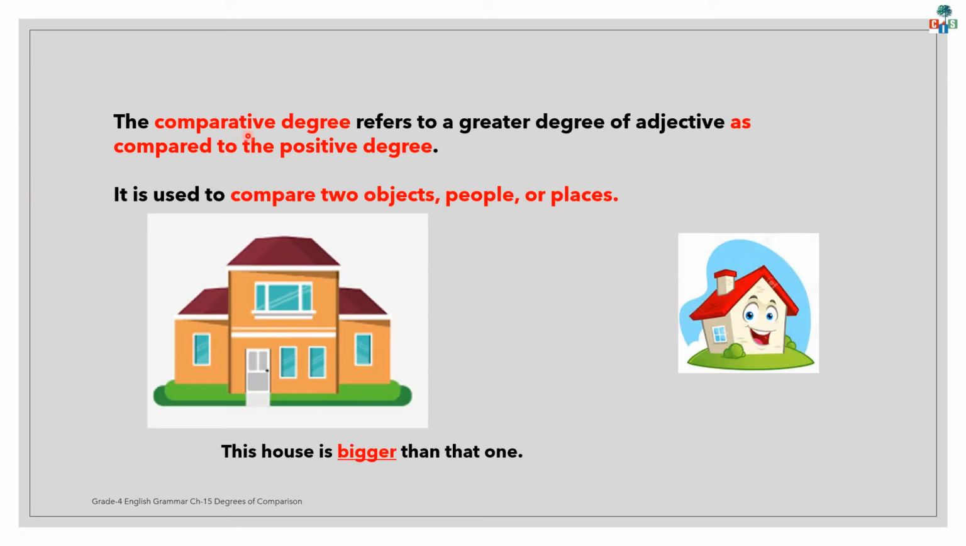The comparative degree refers to a greater degree of adjective as compared to the positive degree. It is used to compare two objects, people, or places. Children, comparative degree is used when we want to compare two nouns. For example, this house is bigger than that one. Here we are comparing these two houses. At that time, we will use the comparative degree.